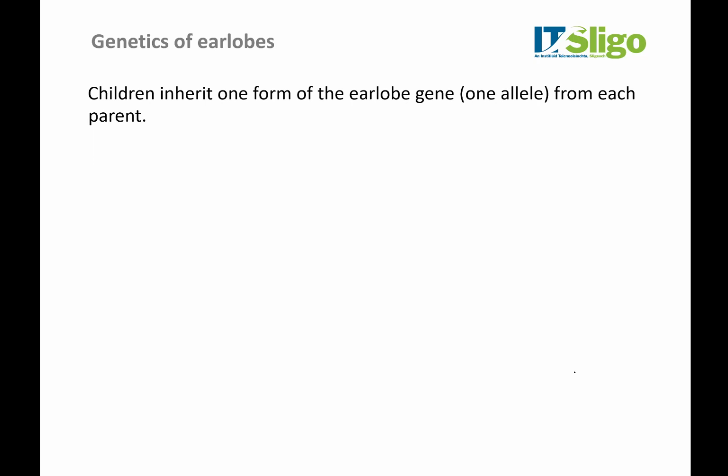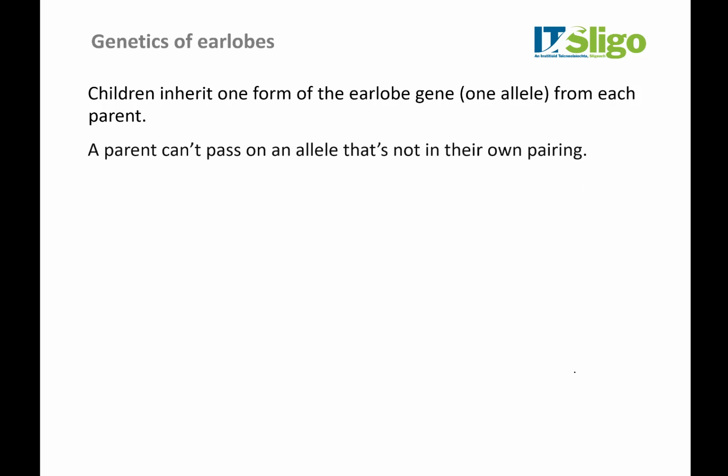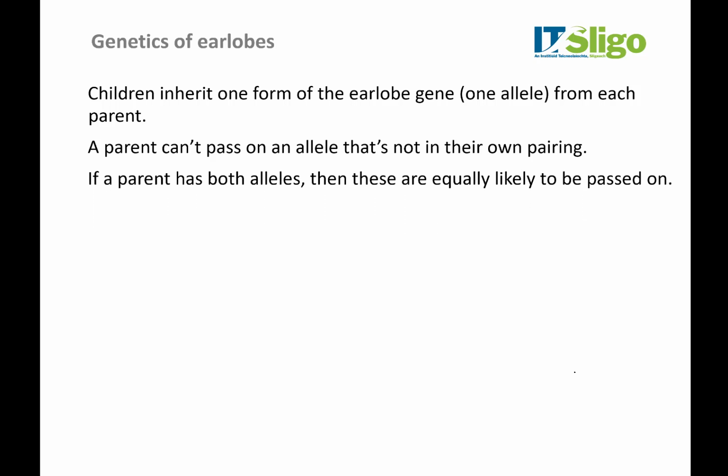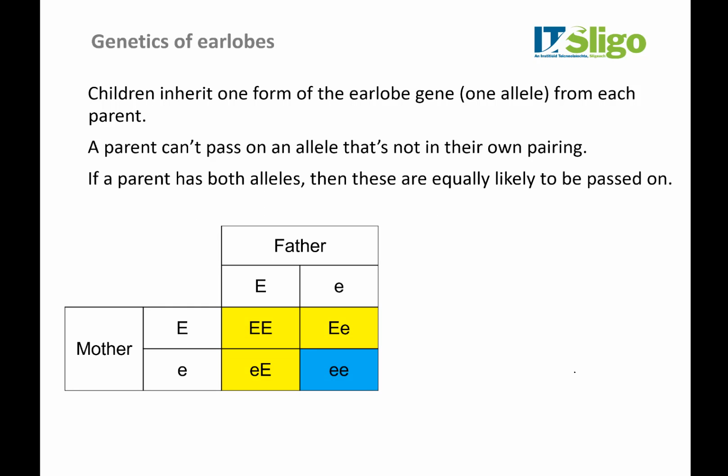So we get one earlobe gene, one allele from each parent. A parent can't pass on an allele that's not in their own pairing. And each allele is equally likely to be passed on. So this is now a similar table to the one we looked at for the coin toss. But now we have the father's alleles. Again, the father could have EE and the mother could have EE, so there are any number of combinations. I just took a look at this with both parents having detached earlobes.